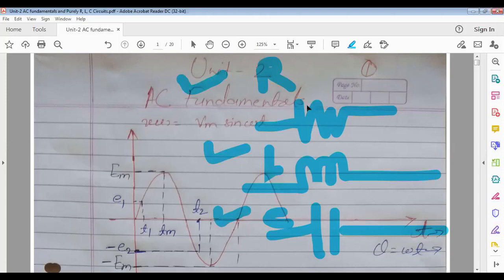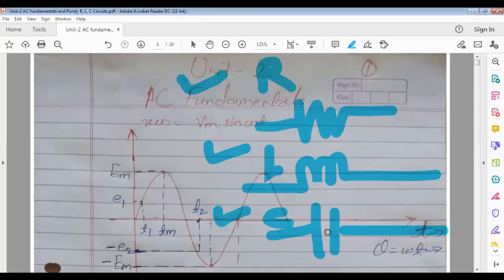Later on we are going to see the combination of these, that is series RL, then series RC, then series RLC connected across single phase AC voltage. In these circuits also we are going to derive the same things. What is the instantaneous current equation? What is the phase difference between voltage and current? What is the impedance triangle, power triangle, voltage triangle?